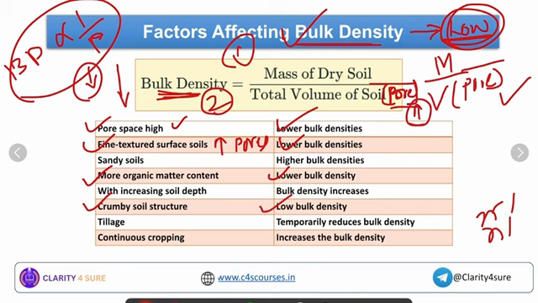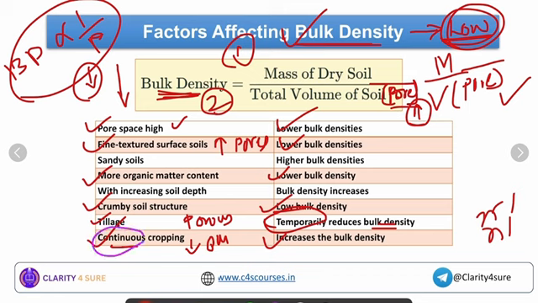So it is going to lower the bulk density. Okay, tillage again is good for agriculture. We are doing it to increase the porosity, and also it will temporarily reduce the bulk density. Next, continuous cropping is not good, right? It is going to create compaction, will reduce the organic matter, and for the same reasons, it will increase the bulk density.